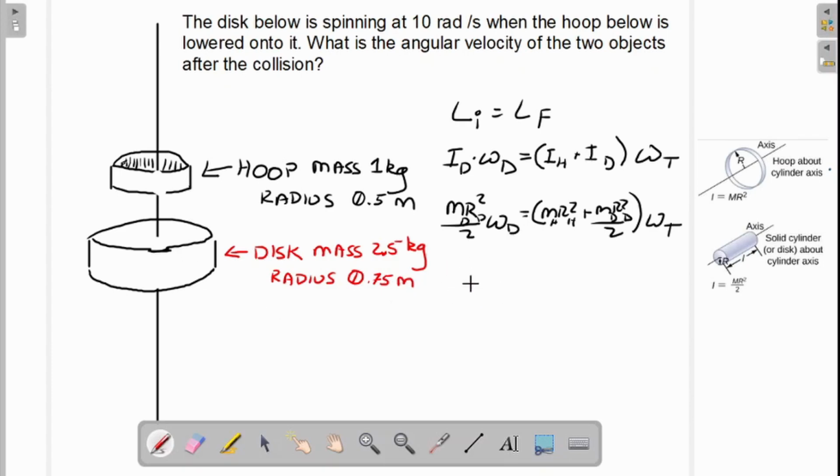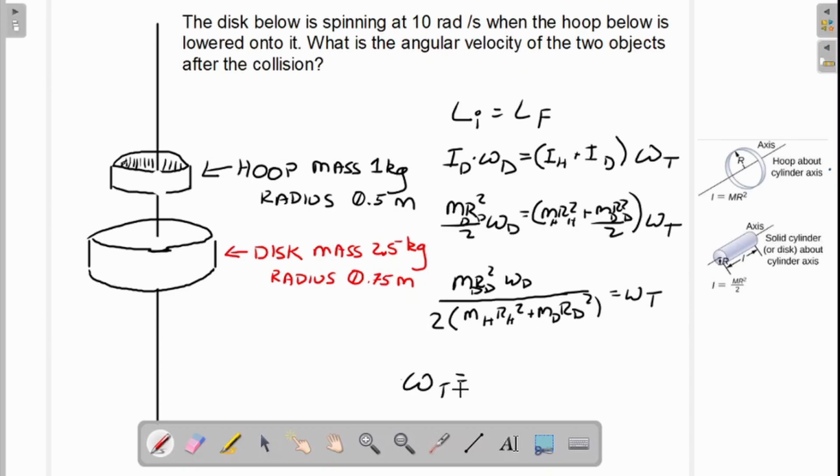So mr squared of the disk times omega d over 2, divided by this entire term. The 2 can move down to the bottom, and then I just need to plug in some numbers. So in this case, omega final, or omega t, the total system, is equal to 4.25 rads per second.